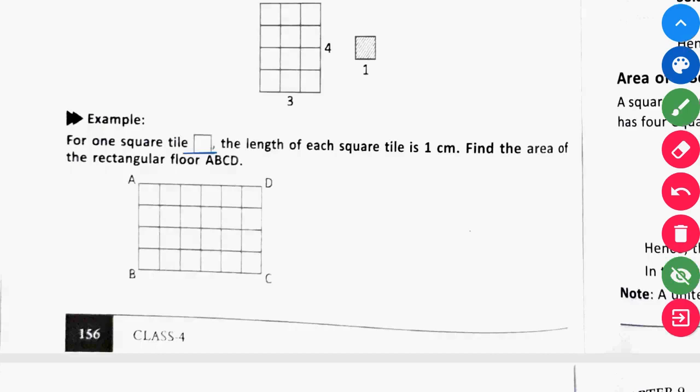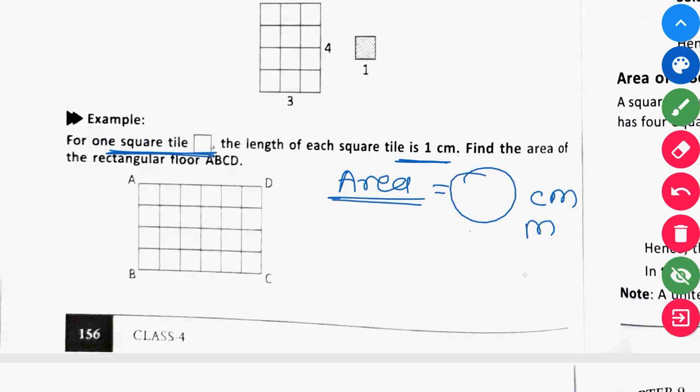So one square tile is given here whose length is 1 centimeter. Now see, while talking about area, we never write the answer in just centimeter, meter, kilometer. We say centimeter square, meter square, kilometer square. Okay, because this is not just a single line segment's length or a single portion's length. It is the area, so it is always written in the form of square.